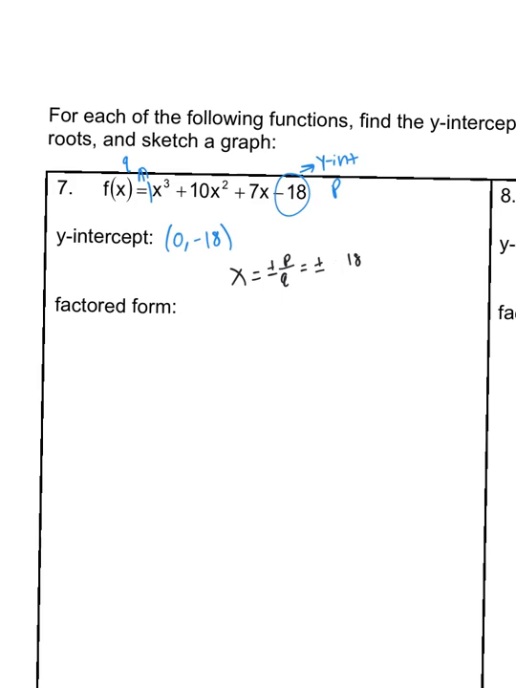You can just put 18. You don't have to worry about the plus minus sign when you're finding the possibilities. So you have plus or minus 1, 2, 3, 6, 9, and 18 all over, plus or minus 1.